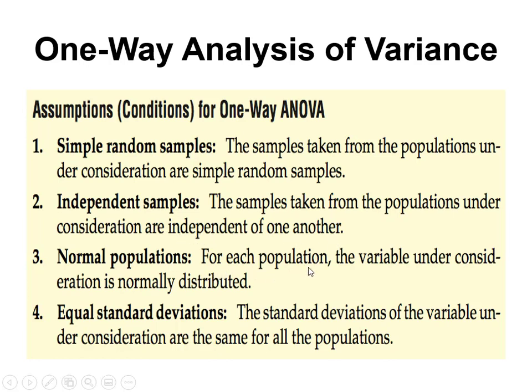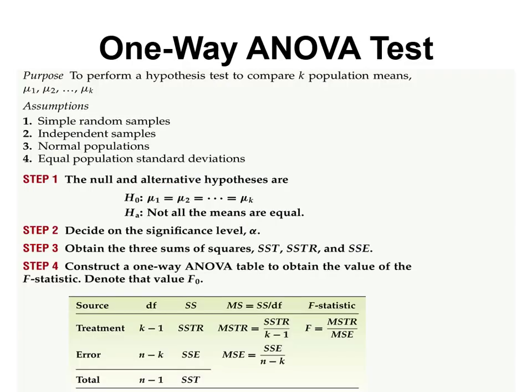Normal population: for each population, the variable under consideration is normally distributed, meaning the population data should be symmetrical. Equal standard deviation: the standard deviation of the variable under consideration is the same for all the populations. Within the data the dispersion should be the same, but you want to compare different groups. If the standard deviations or variances among the groups are not the same, you will not be able to use one-way ANOVA.